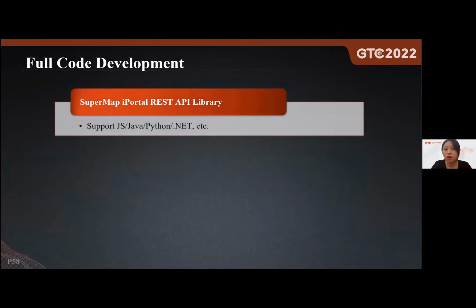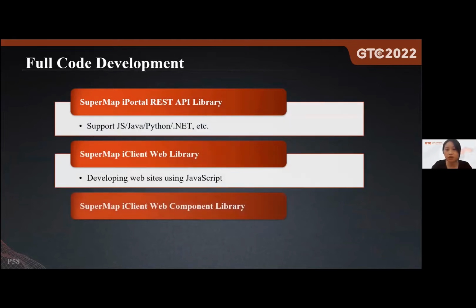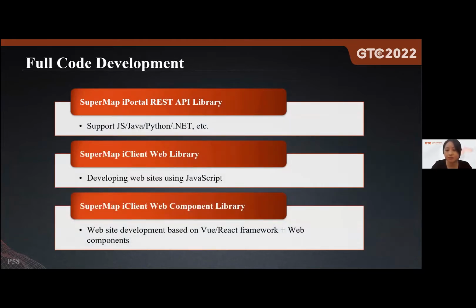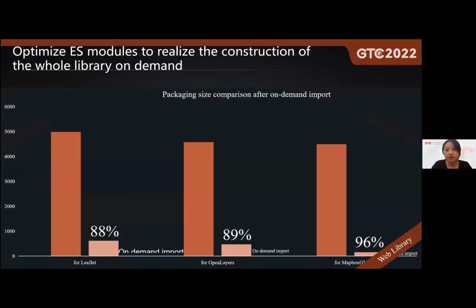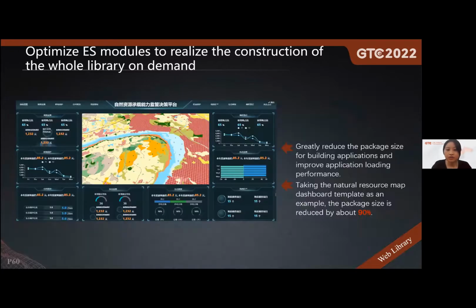We provide rich coordinate applications for users, but we also provide full code development libraries to support more complex business applications. And in the 11i version, we also optimize ES modules to realize the construction of the whole library on demand, which greatly reduces the package size after on-demand import. Taking the natural resources map dashboard template as an example, the package size is reduced by about 19%.